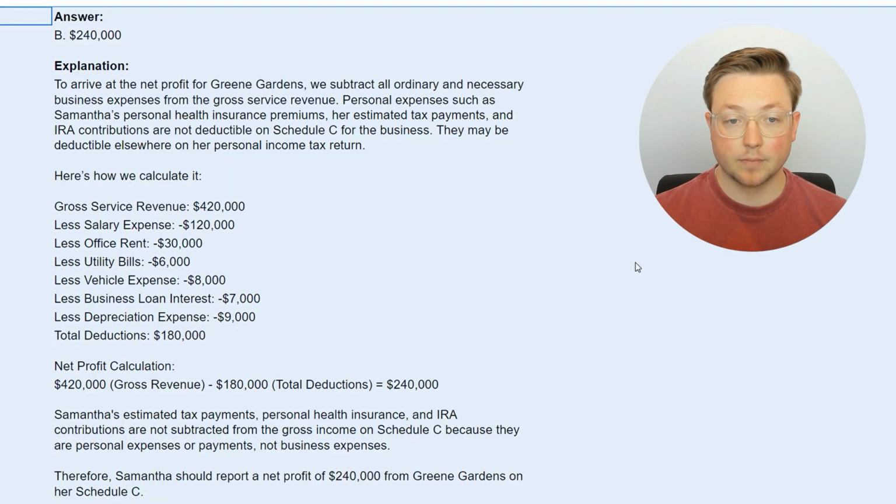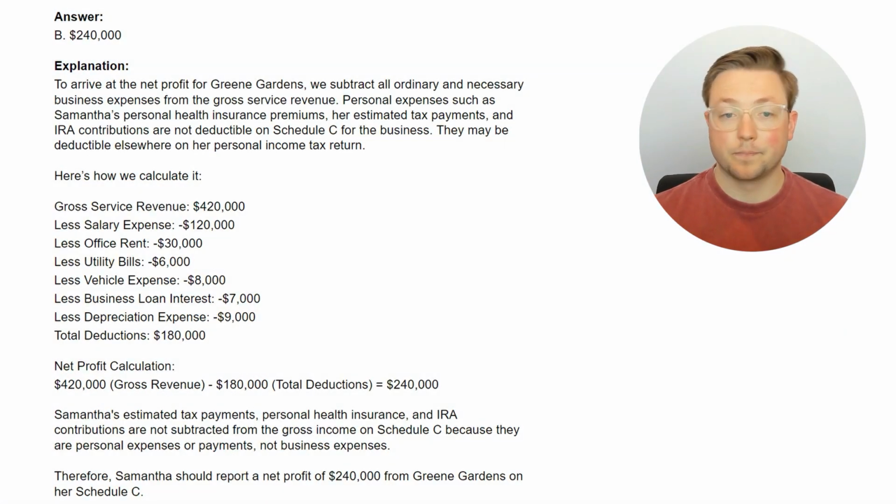Okay, here's the answer, $240,000. To arrive at the net profit for Green Gardens, we subtract all ordinary and necessary business expenses from the gross service revenue. Personal expenses such as Samantha's personal health insurance premiums, her estimated tax payments, and IRA contributions are not deductible on Schedule C for the business. They may be deductible elsewhere on her personal income tax return, but not from the disregarded entity.